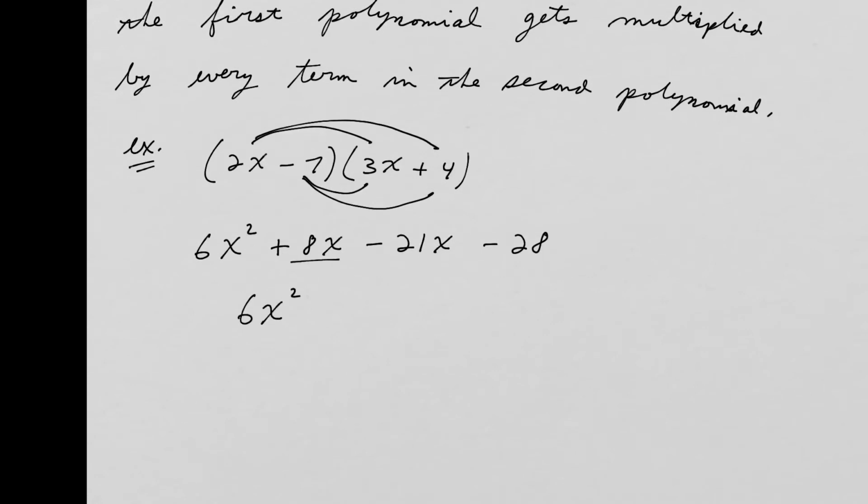So the linear terms, the x terms, will combine. What is 8x minus 21x? Well, that's going to be negative 13x, minus 28. And then that would be the answer. So again, all I did in general is I took each term in one polynomial and multiplied it by every term in the other polynomial. What would this be?